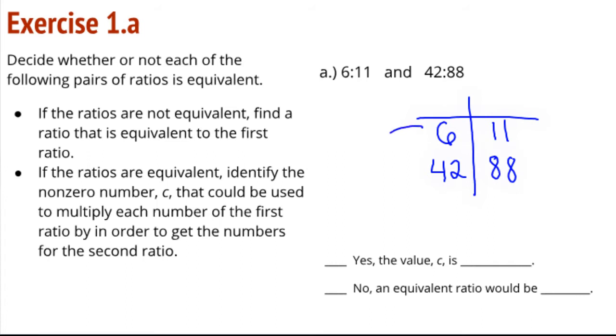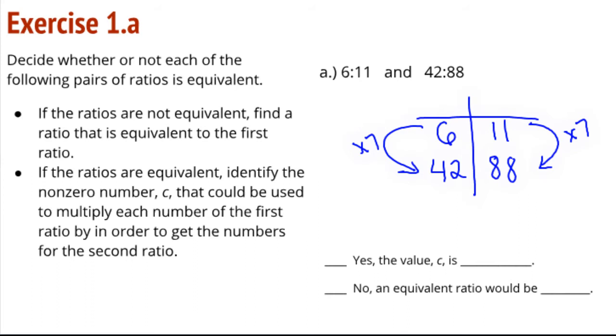What is the 6 multiplied by to get to 42? What did I multiply the 6 by so that I could get to 42? Well, I know that 6 times 7 is 42. I come over here and I say, okay, if these are equivalent ratios, then this side also has to be multiplied by 7. 11 times 7 is 88. I don't think so. So are these two ratios equivalent?